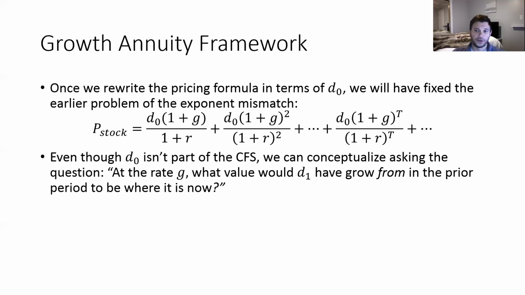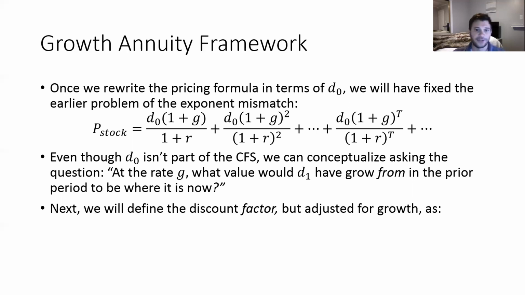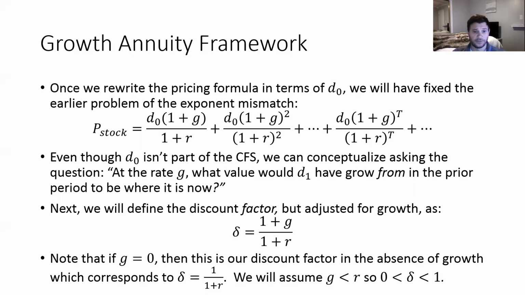So what we're going to do here is a little trick. We're going to redefine our discount factor, but we're going to define it in a way that's adjusted for the growth rate. So now instead of delta just being 1 over 1 plus r, we're going to define delta as 1 plus g over 1 plus r. Okay, note that if g is 0, we're back in the original case of 0 growth, right? We would have a uniform cash flow stream. However, if g is not 0, we are able to now think in a much broader sense with respect to the growth adjusted discount factor. For now, we're going to assume that g is smaller than r so that the discount factor has that nice property.